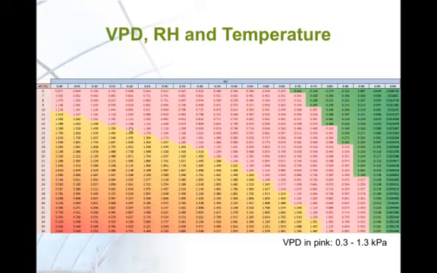And the pink value is showing the VPD range between 0.3 to 1.3 kilopascal, which is actually a good VPD to grow plants. It shows that wide range of VPD at relatively low temperature, but a very narrow range of VPD at higher temperature, because saturation vapor pressure increases rapidly, exponentially, with increasing air temperature.